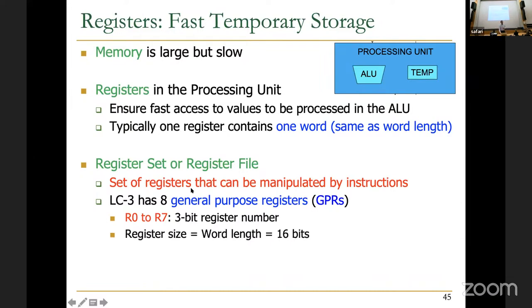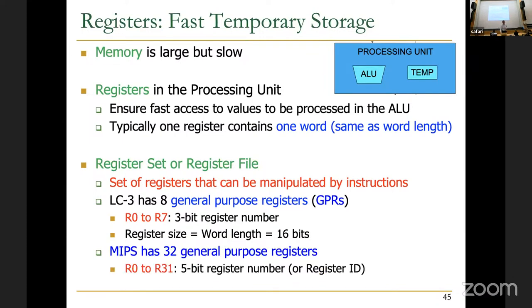But people figured out that 8 is a small number. I already said this. 8 is a small number, so real ISAs actually have more than 8 registers, 32 general purpose registers in MIPS, for example. They're named R0 through R31. So you have a 5-bit register number or register ID in MIPS. And register size or word length is 32 bits. So you can see that this is small storage.